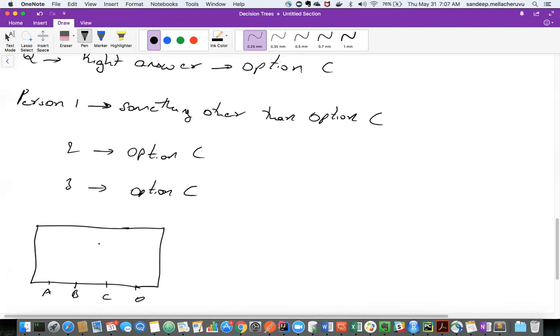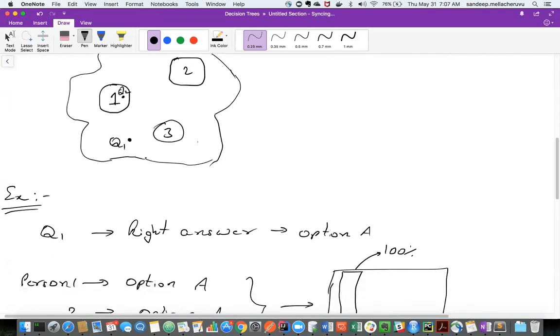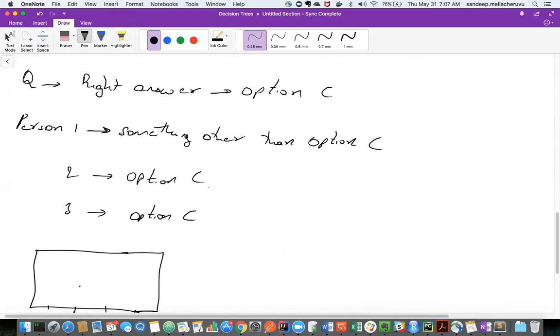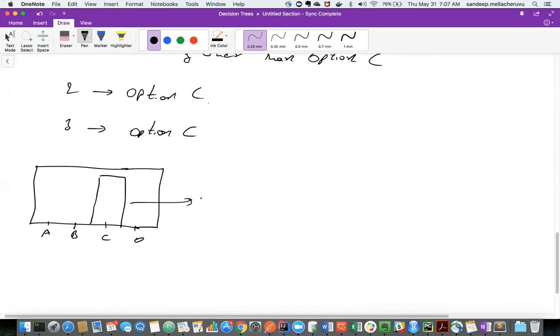C is going to get, out of 3 persons, 2 persons answering properly. So you're still getting a larger proportion of persons answering this option C. How much is it? 66.7%. 2 by 3 is 66.7. Yes, sir. If you round off, it will become 66.7.